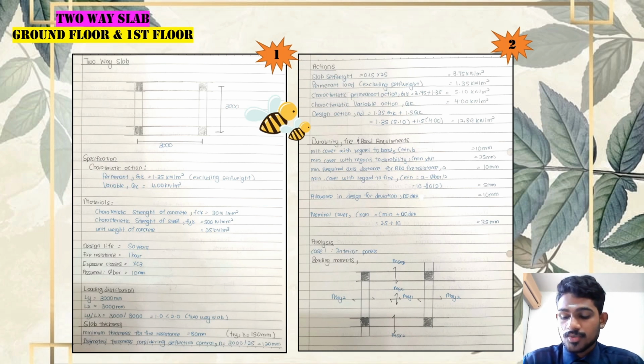And the allowance for deviations in this design is equal to 10 mm, and the nominal cover comes out with the formula of C min plus C dev, which is 25 plus 10 equal to 35 mm. Okay, now I'm moving to the analysis. So this is case one, which is interior panels. So this is the drawing of the slab.